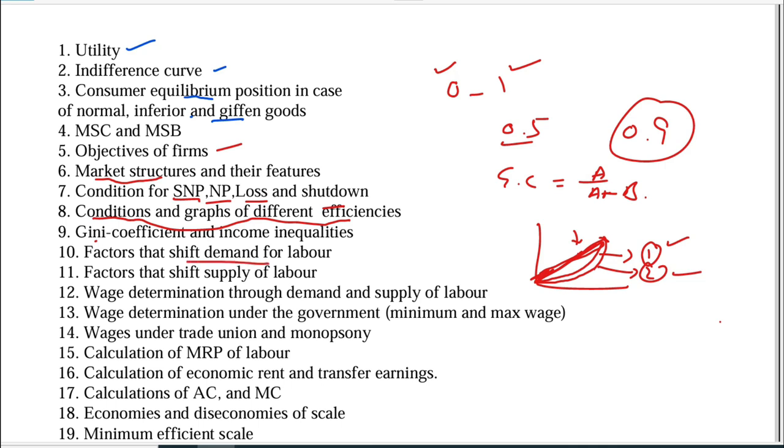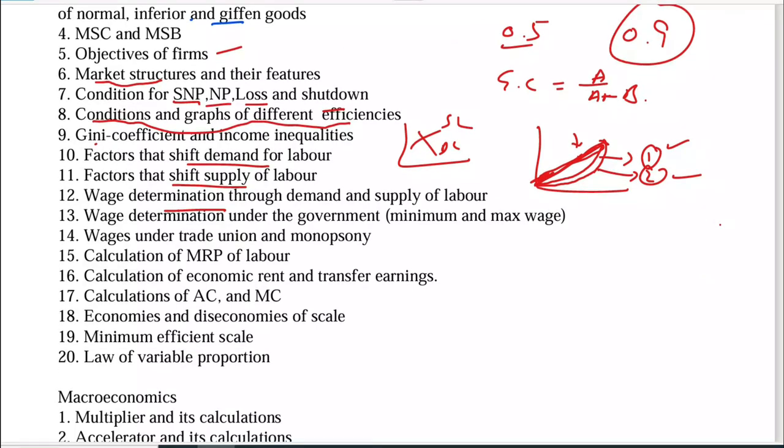Factors that shift the demand for labor curve, you must know them: the supply of labor curve, and wage determination under demand and supply, where demand and supply of labor meet each other. This is demand, this is supply. And wage determination under the government, when the government sets wages, they may set a minimum wage above equilibrium, or a maximum wage below equilibrium.